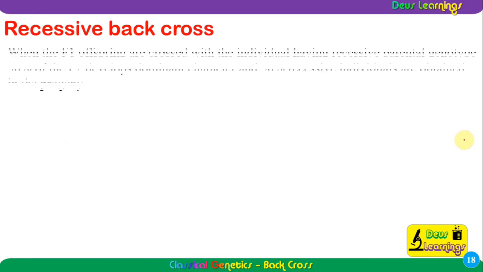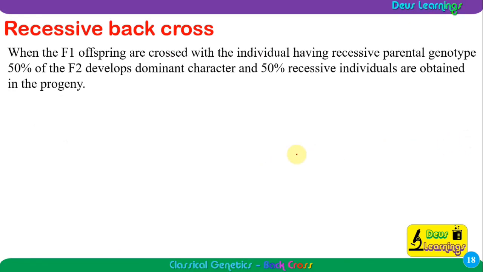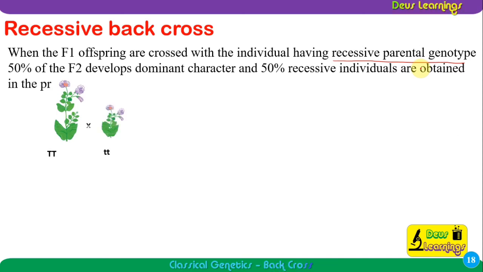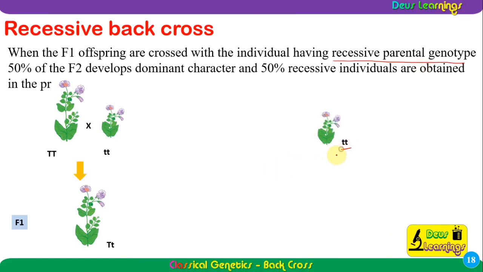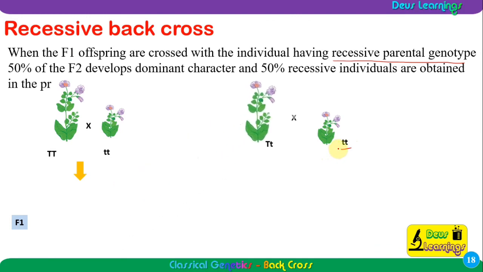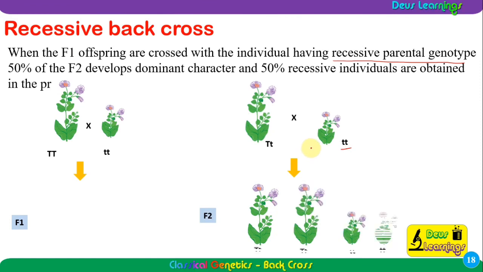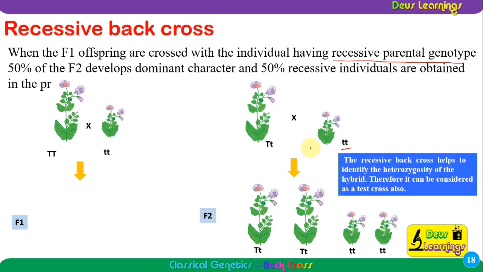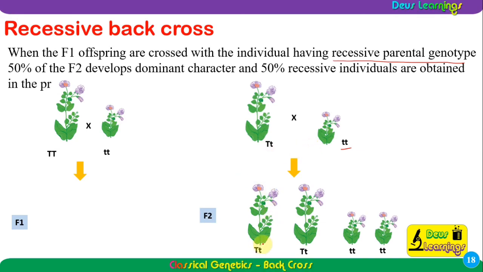Then recessive back cross, when the F1 generation is crossed with an individual having the recessive parental genotype. So let's see what happens. We have the F1 generation, and this F1 generation is crossed with the recessive parental phenotype. Just think what you get. We get 50% individuals with the dominant character and 50% individuals with the recessive character.